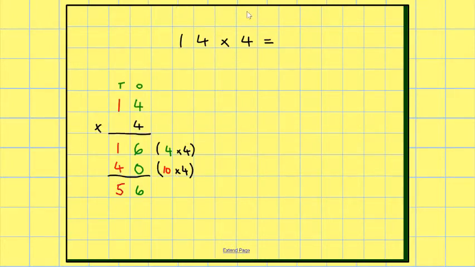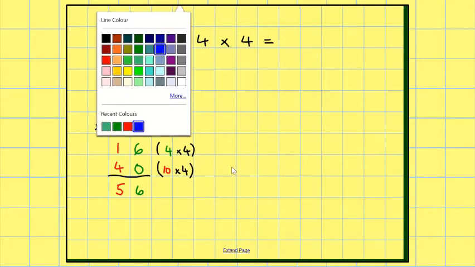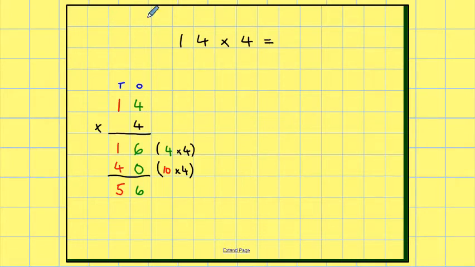Okay. Now our new method, what I'll do just to avoid any confusion, change that to blue. So our new method looks like this. Column headings, tens and ones. We're going to lay it out exactly the same. We've got 1 ten, 4 ones, and we're going to multiply that by 4. So our multipliers in black, the ones number, tens number.